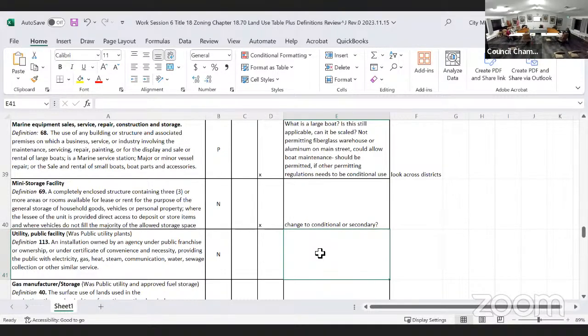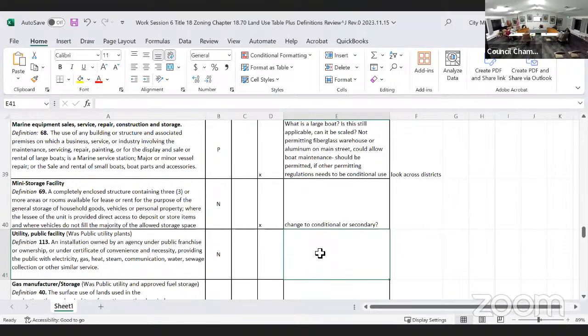No? Then we'll get to the last one for this page for today. Two more pages at the next meeting. And that one is utility public facility. It used to be public utility plants. That's the note there. An installation owned by an agency under public franchise or ownership or under certificate of convenience and necessity, providing the public with electricity, gas, heat, steam, communication, water, sewage collection, or other similar service.